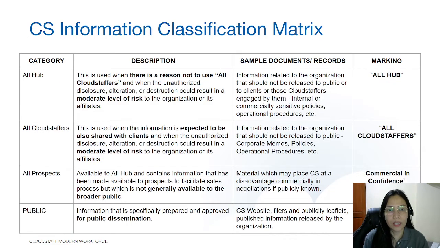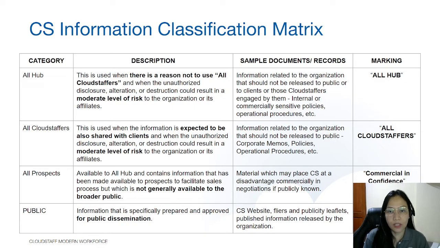Next, we'll be discussing the remaining four. So the fourth one is AllHub. So when we say AllHub, the information related to cloud staff is intended just only for AllHub and should not be released to the public or clients or those cloud staffers engaged by them. Samples are internal or commercially sensitive policies, operational procedures, etc.